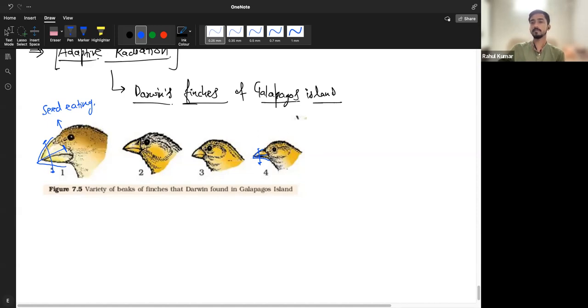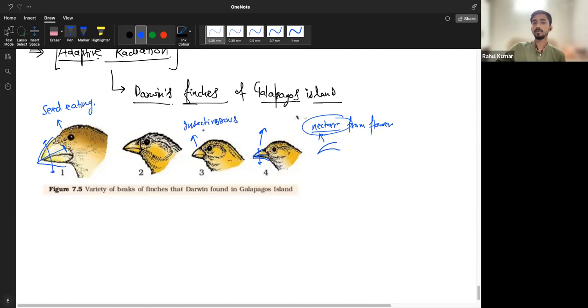So you need to break the seed, and to break the seed, you need to generate force from the beak, and your beak has to be broader and stronger. Versus this one. These small, tiny beaks are for nectar. These birds feed on nectar from flowers, and they will also be smaller in size as compared to the seed-eating ones. And then there will be intermediate birds which will be insectivorous.